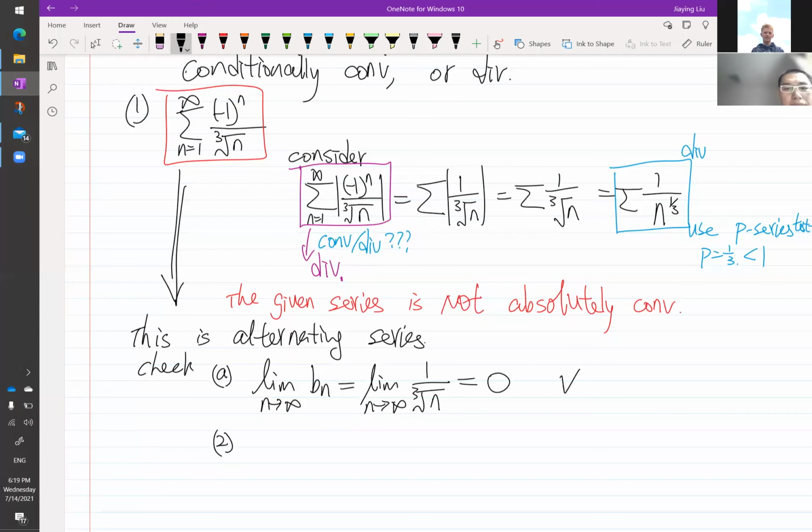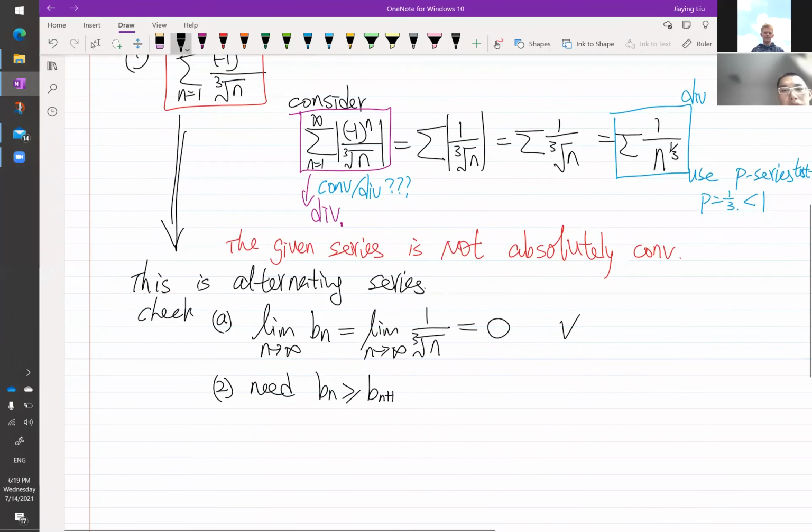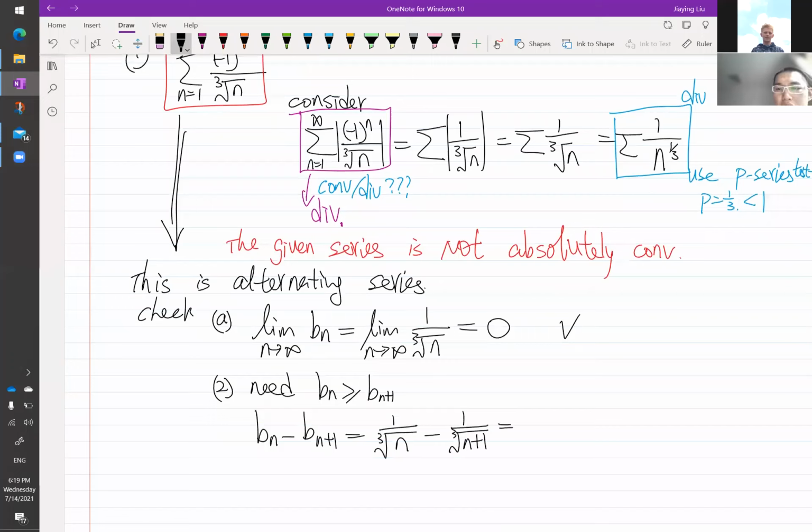How about the second one? The second one, we need b_n greater than or equal to b_(n+1). Well, let's find b_n minus b_(n+1). So that's 1 over cube root of n minus 1 over cube root of n+1. If we find a common denominator there, we get cube root of n plus 1 minus cube root of n in the numerator. I hope that you can see it.